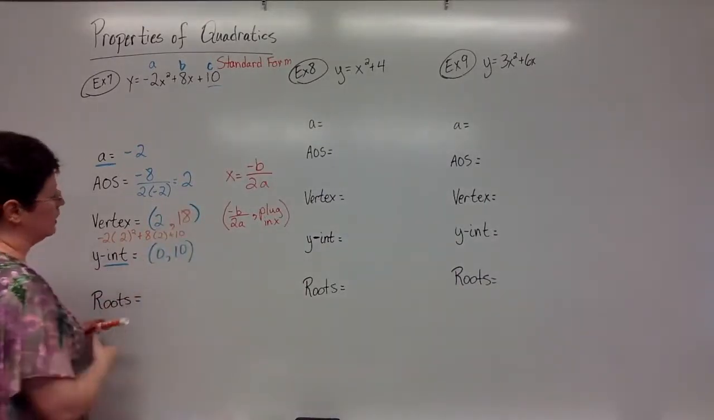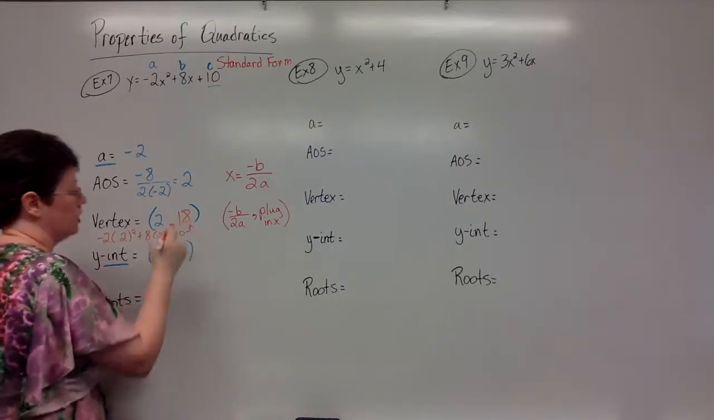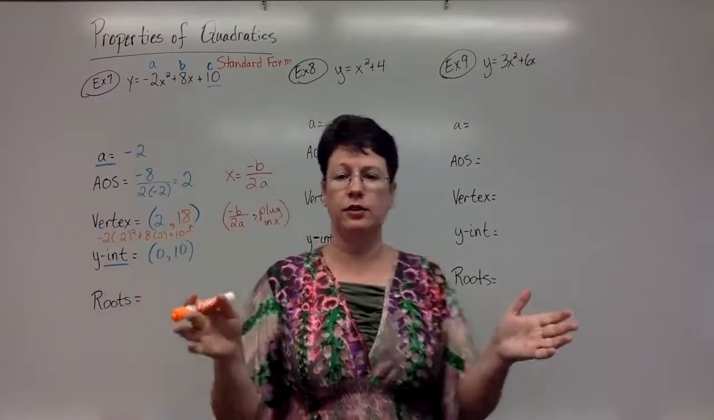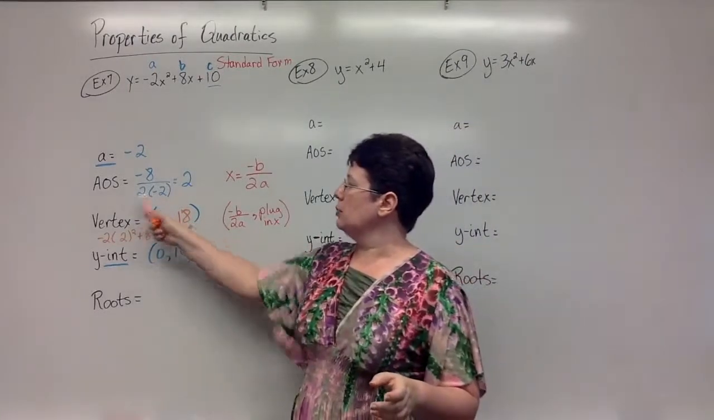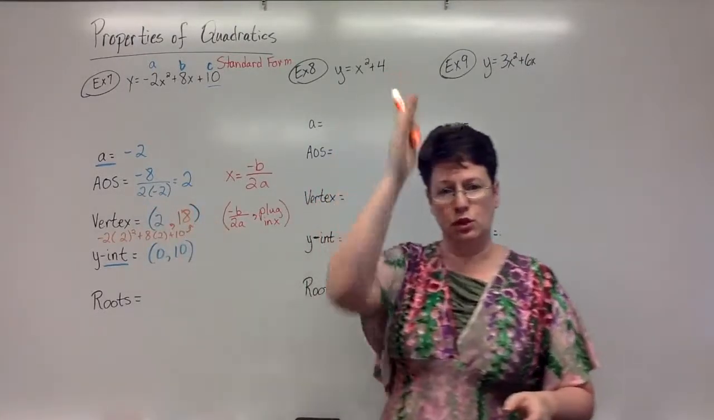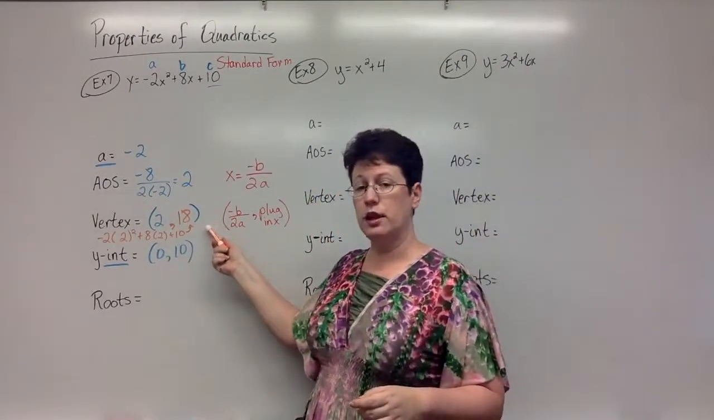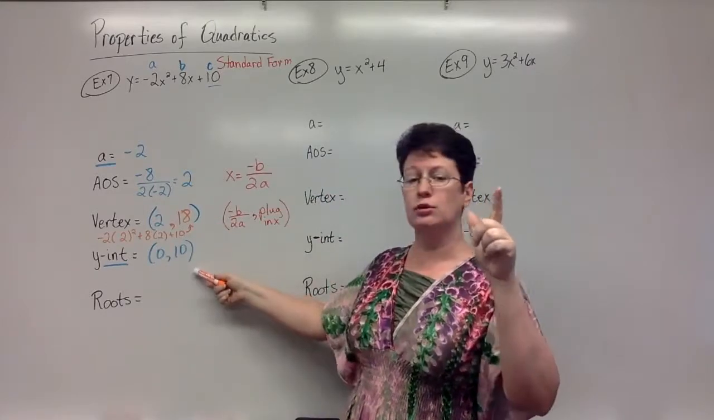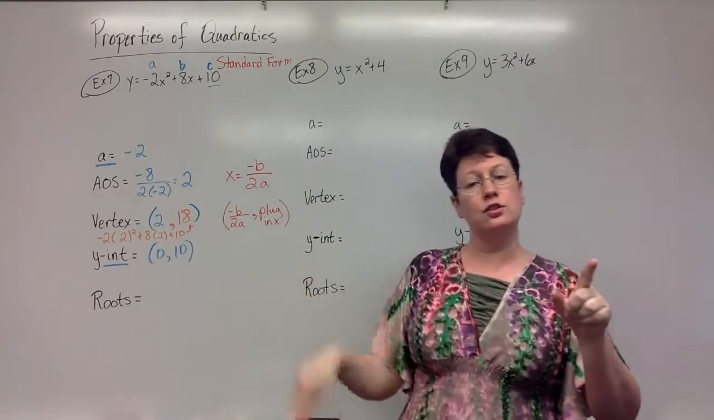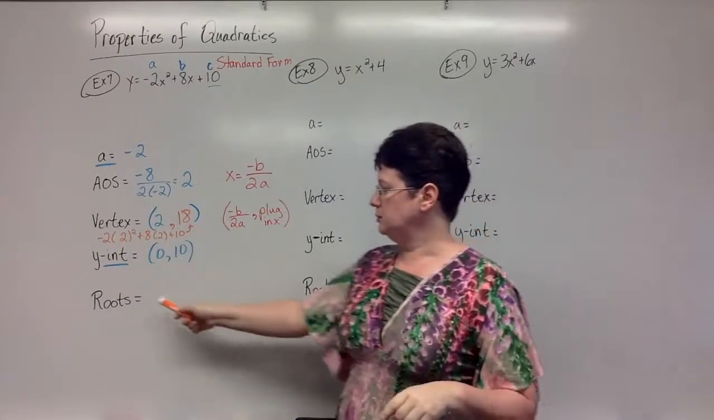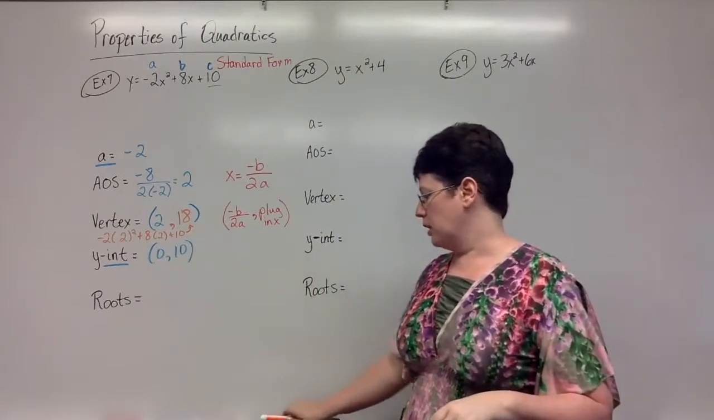Easy enough. This paints a picture because if I do my graph, I put my axis of symmetry at x equals 2, dash line. I go to (2, 18), I put a dot. I go to (0, 10), I put a dot. Now I can start framing my picture. The roots are the tricky part.